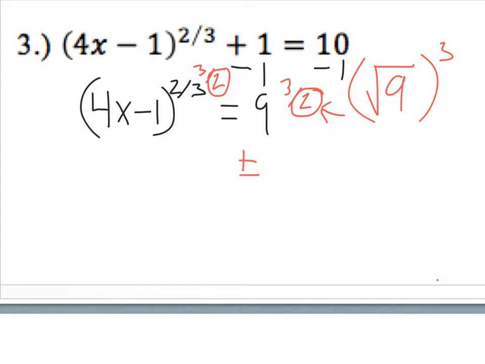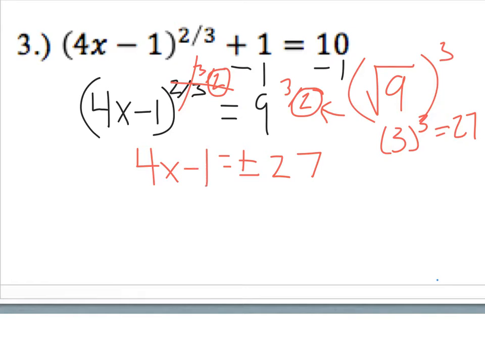Okay, so let's do this. The square root of 9 is 3. Then we have 3 cubed, which is 27. So plus or minus 27. And then on the other side, this just simplifies to 1, so we can cross that off, and we have 4x minus 1.